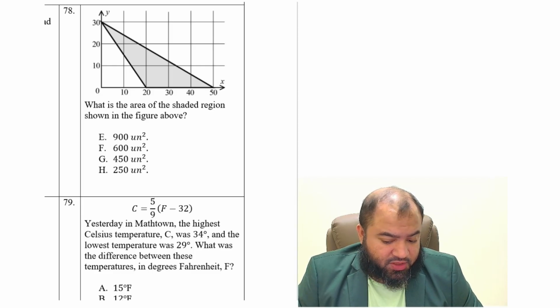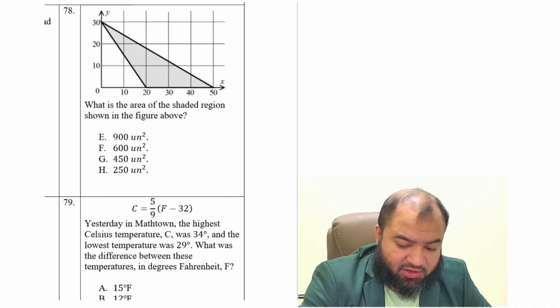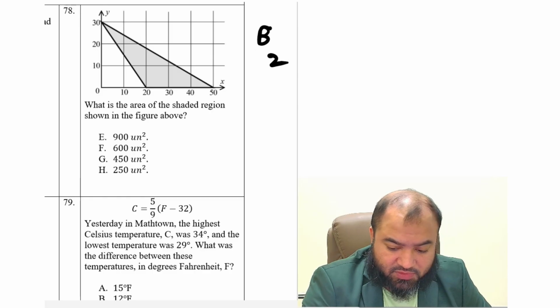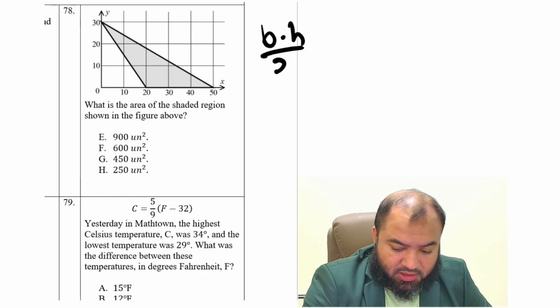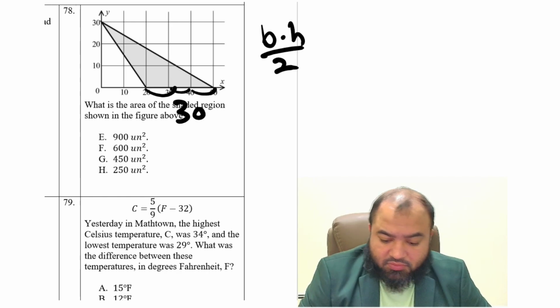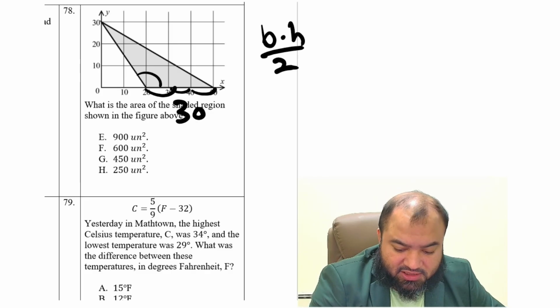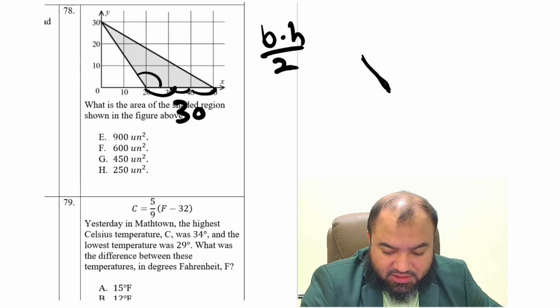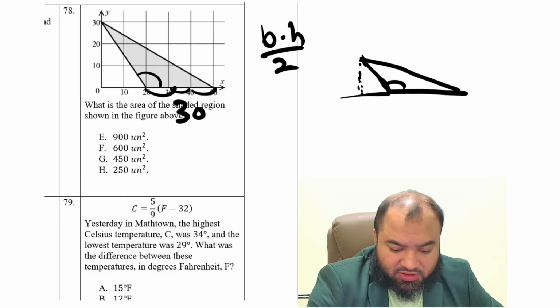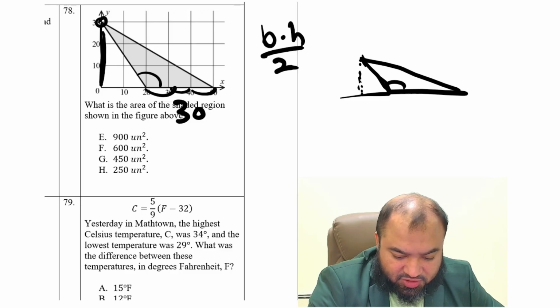Now, what is the area of the shaded region? This is a triangle. How do you find the area of a triangle? Base times height divided by 2, right? That's the area. Now, what is the base of this triangle? From 20 to 30 is 10. The height of this triangle, notice that this is an obtuse triangle, a little bit tilted like that. In that case, the height falls outside of the triangle. This is the height of this triangle from top to bottom.